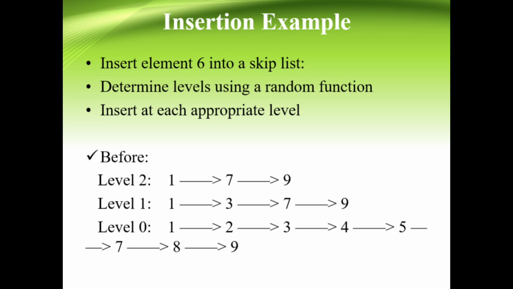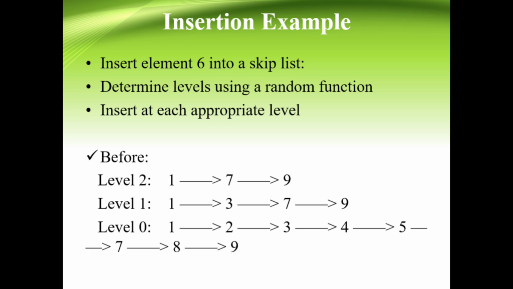Now, let's see how we insert a new element into a skip list with an example. Suppose we want to insert the number 6 into our skip list. How do we do it? The first step is to determine how many levels this node will appear in. This is done using a random function. Why random? Because skip lists rely on probability to keep the structure balanced. Sometimes a node will appear in just one level, sometimes in more. This ensures efficiency on average.